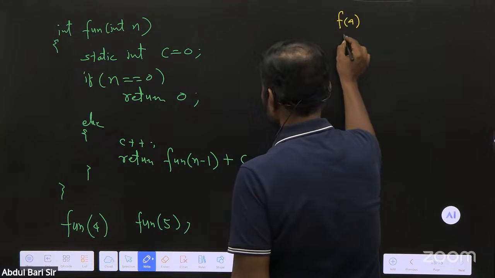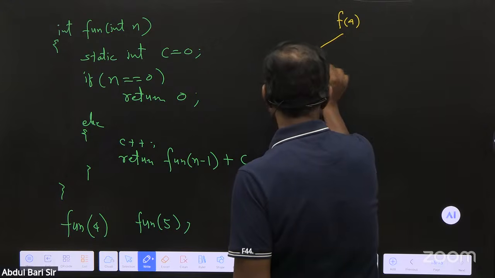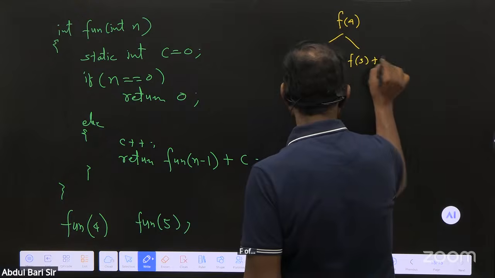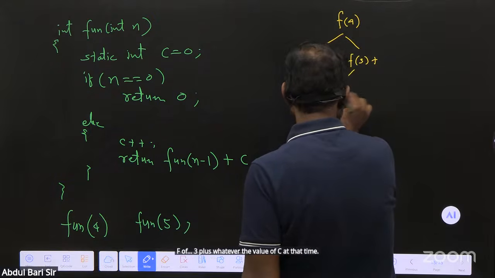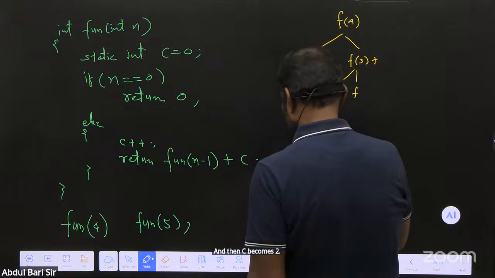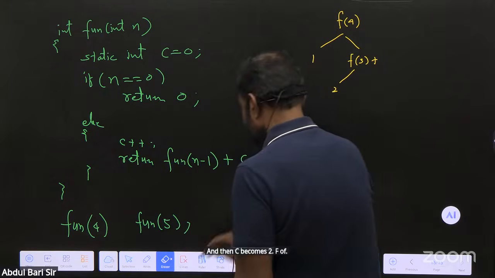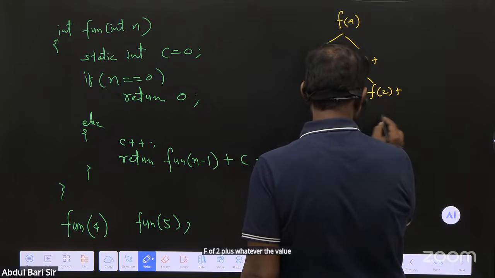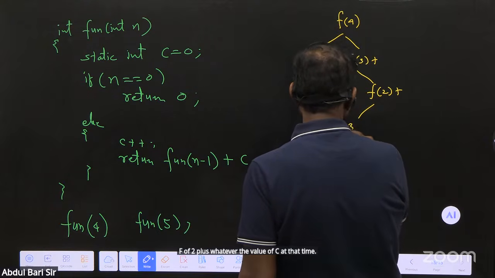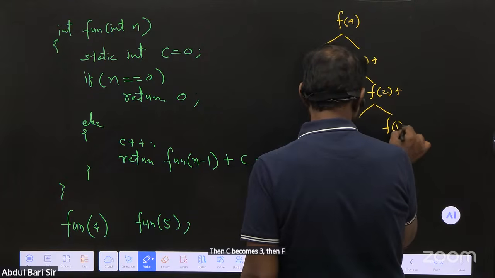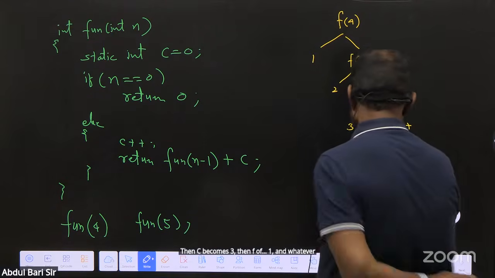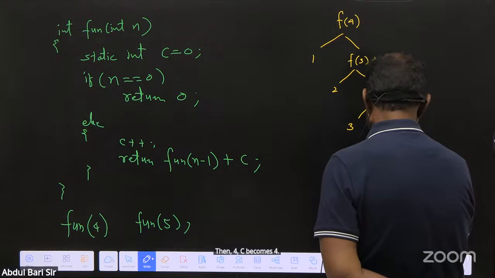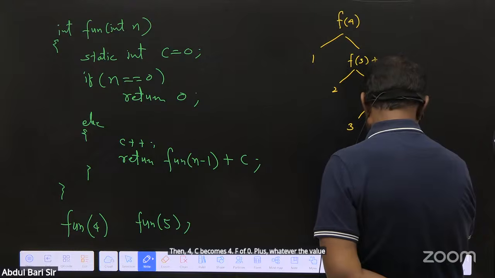F of 4. C becomes 1. F of 3 plus whatever the value of C at that time. And then C becomes 2. F of 2 plus whatever the value of C at that time. Then C becomes 3. Then F of 1 and whatever the value of C at that time. Then C becomes 4. F of 0 plus whatever the value of C at that time. F of 0 is how much?